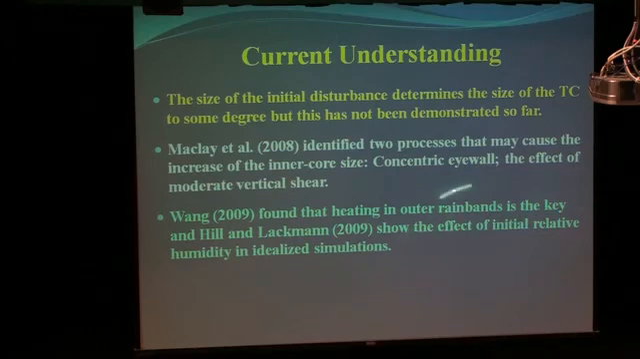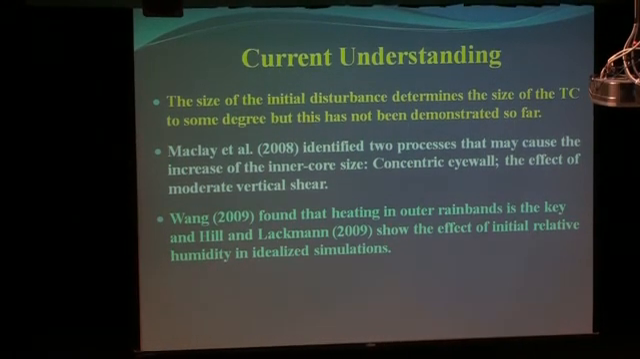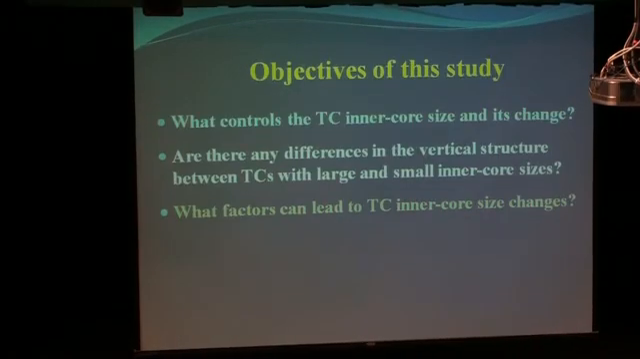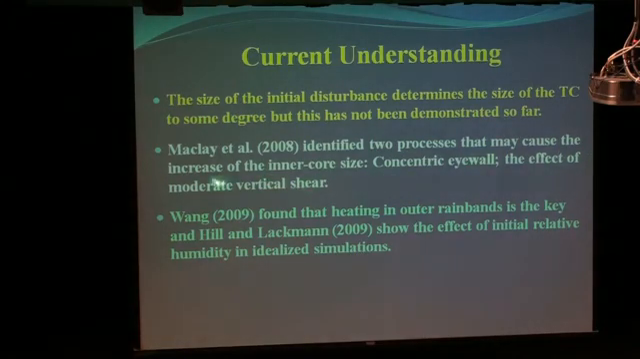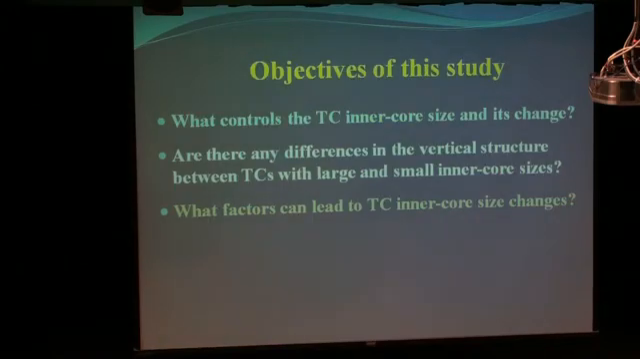This is also relevant to the work by Hill and Lackmann, because what determines the heating in the rain band is, of course, the relative humidity in the near core environment. So from the previous studies, we can see the concentric eyewall and vertical shear are important, and also the heating in the outer rain band, and relative humidity in the environment is important. But there's nothing to do with the initial size of the cyclones. We haven't done that yet.